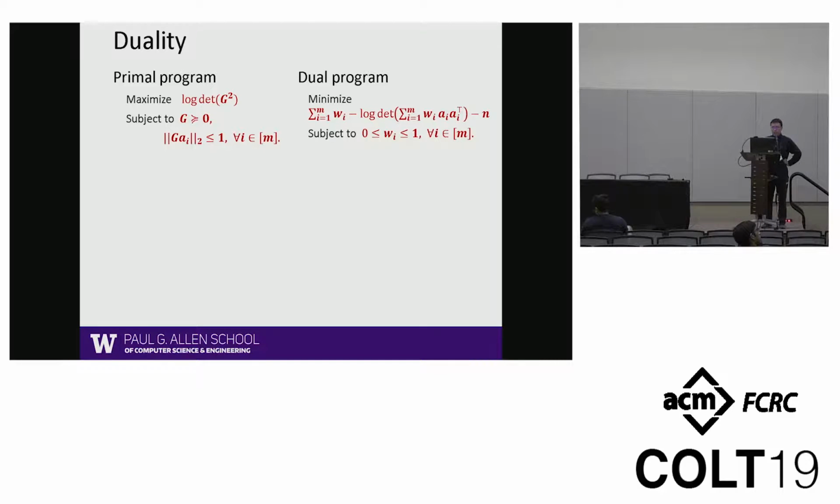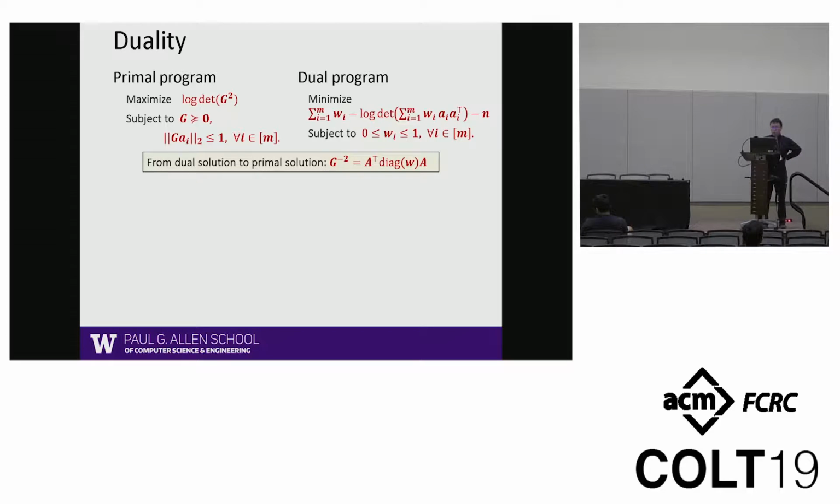Now the standard Lagrangian dual of this program is given in this way. People who are familiar with optimal design will see that this is precisely the definition of the D-optimal design problem. And the solutions of this primal and dual program are related in this way.